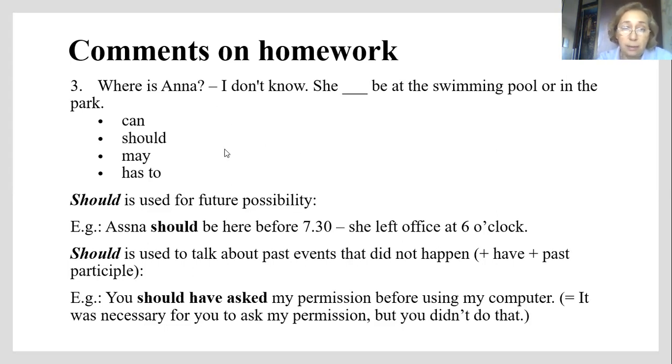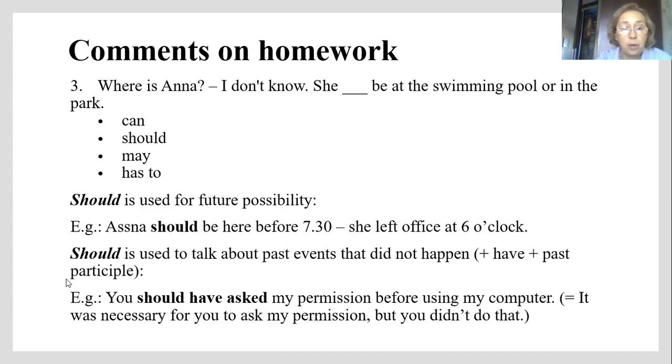So yes, because the possibility is not very strong here. We don't know. The person doesn't know where she is, right? As for the use of should to express possibility, should is used to express a future possibility, something which will possibly happen in future. For example, Asna should be here before 7:30. She left office at 6 o'clock. So should be here, will be here. So this is the future.